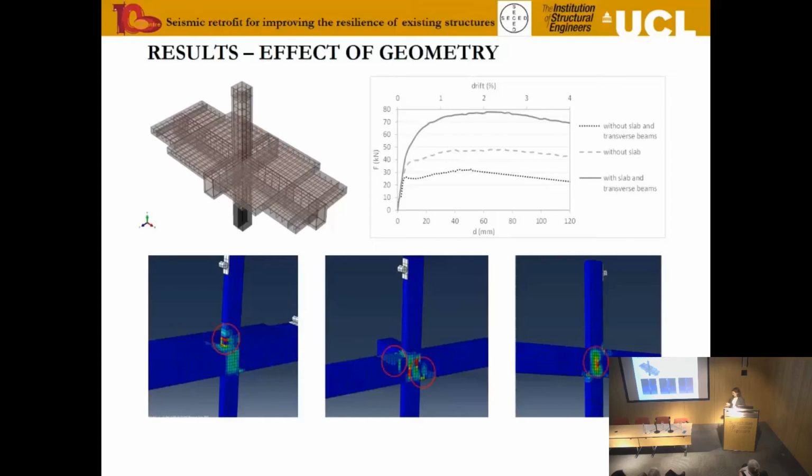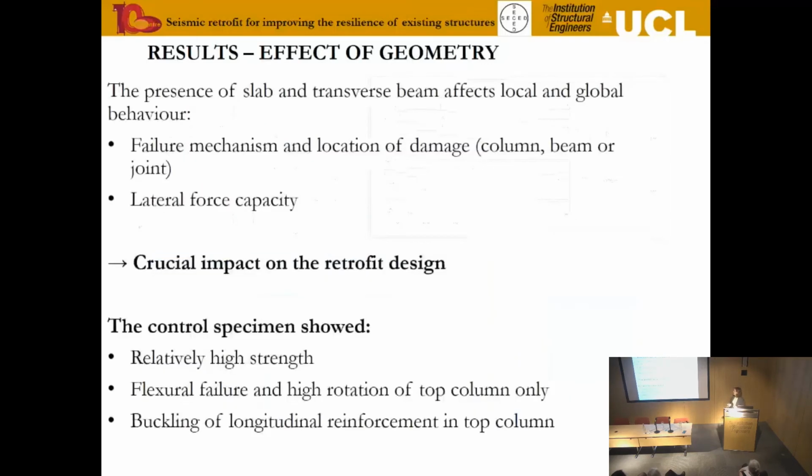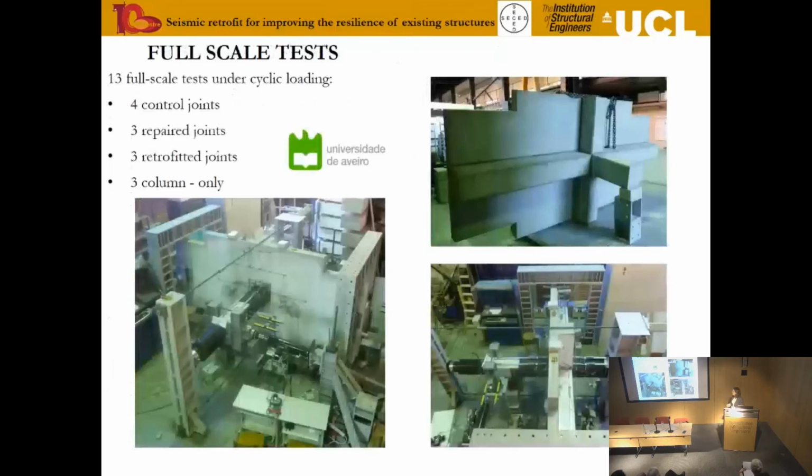So this is the premise. What I want you to take from that is that if we're ignoring slab and transverse beam, we are actually targeting the wrong part of the structure to strengthen. So we use that information to design full-scale experiments. We carried out experiments on 4 controlled joints, 3 repaired joints, 3 retrofitted joints, and 3 columns. I'm not going to present all of that information, but I want to show you some of the videos and some of the results of our experimental campaign.